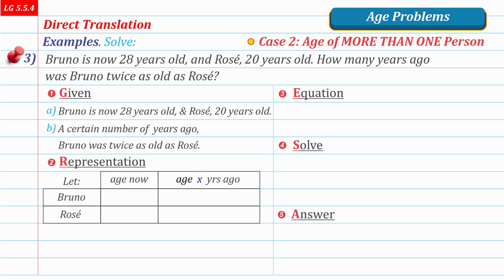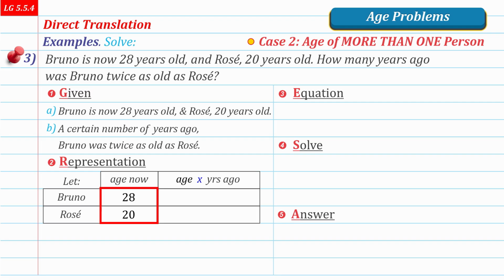Next, the representation. Again, since we are given the table, we use it, and this time our unknown variable X represents the time in years that has passed. This time, their age now is straightforward. We put 28 here for the age of Bruno now, and 20 here for the age of Rosé now. That's something new for us for age problems. At this point, we have represented their age now.